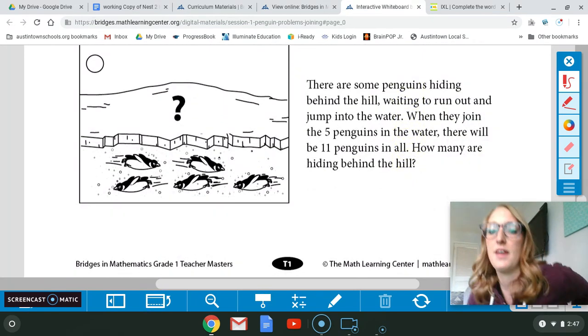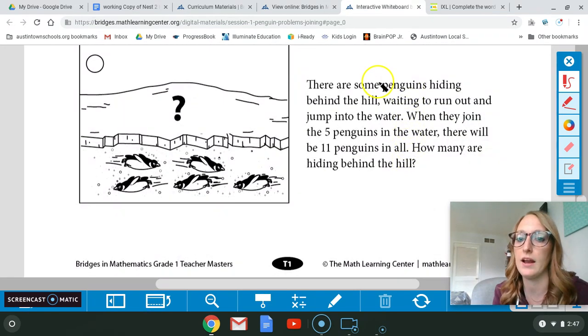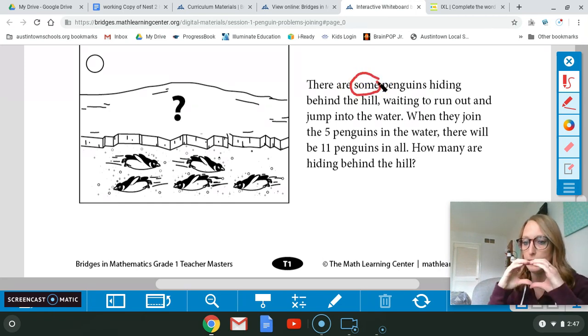This says there are some penguins behind the hill. They're back behind the hill, so we can't see them. What do I use when I see some? Box. Very good. And there are some penguins hiding behind the hill waiting to run out and jump into the water. Ooh, they're going to surprise them. When they join the 5 penguins in the water, how many are in the water? 5, plus we see that. 1, 2, 3, 4, 5. When they join the 5 penguins in the water, there will be 11 penguins in all.